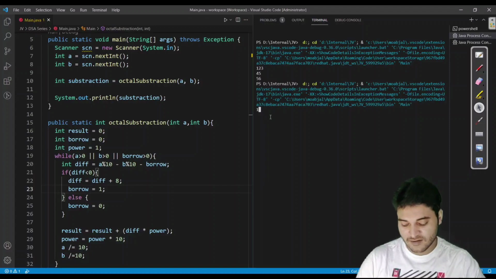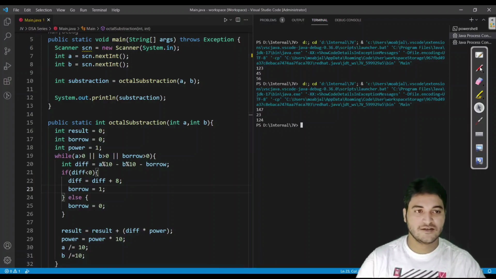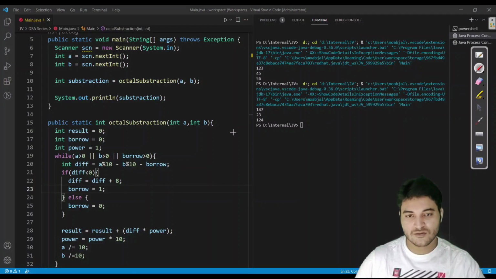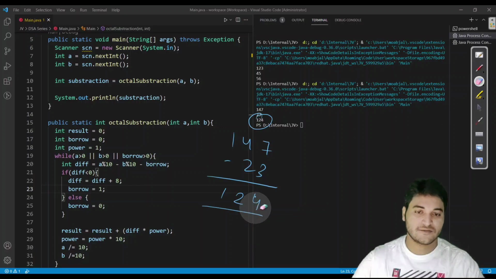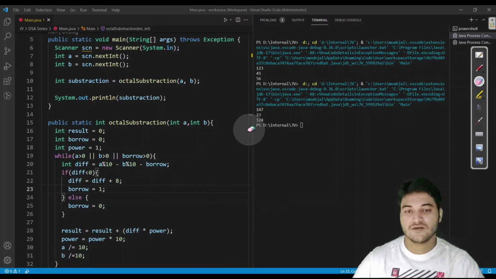I am writing this again, 1, 4, 7 and 2, 3. So you can check, we are getting the correct result. Let us prove this also. 1, 4, 7, 2, 3. 7 minus 3 is 4. 4 minus 2 is 2. 1, 2, 4. You can see we are getting the correct result. Fine. So that means our program is working perfectly.